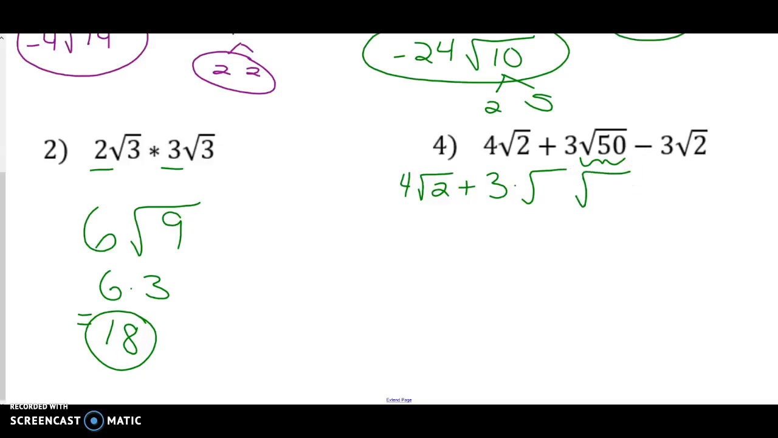And when I see 50, my eyes automatically are thinking about a perfect square that divides out of it: 25. So 25 times what? 2. 25 times 2. Just like 2 times 25 is 50, the square root of 2 times the square root of 25 is the square root of 50. But what is the square root of 25? It's actually 5. So 3 times 5 is 15.